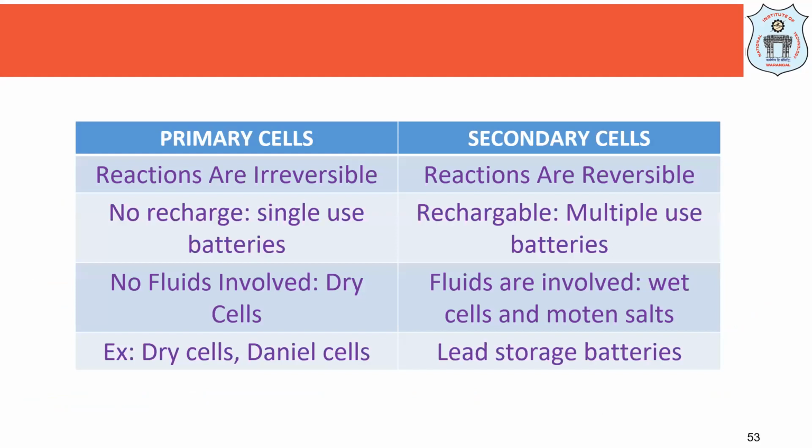If you differentiate between primary cells and secondary cells, in primary cells irreversible reactions take place, and they are not rechargeable, which means it is a single use battery. Mostly they are dry cells, and examples are dry cells and Daniel cells. Whereas examples of secondary batteries are lead storage batteries, where the reactions are reversible and they are rechargeable, hence we can use them multiple times. Fluids are involved, so they are mostly wet cells, or molten salts are used.